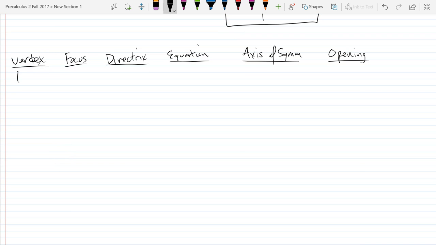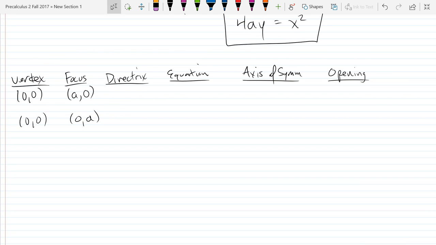So all of our vertexes on this table are going to be 0, 0. So the two foci we looked at, one was a, 0, the other was 0, a. And we're not going to assume a is positive anymore. It could be positive or negative.